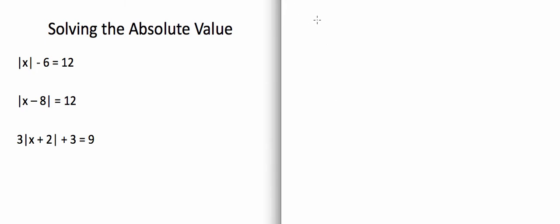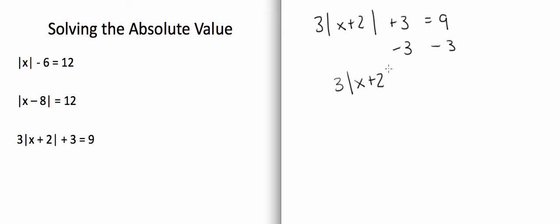So the last one is a complex one as well. We have 3 times the absolute value of x plus 2, plus 3 is equal to 9. So we treat this like a two-step equation again. We're going to subtract 3 on each side. So what's that? That's going to give us 3 times the absolute value of x plus 2 is equal to 6.